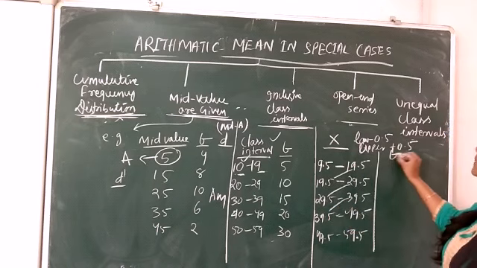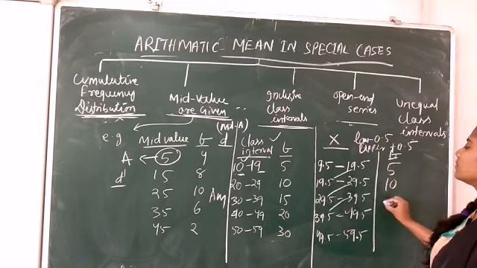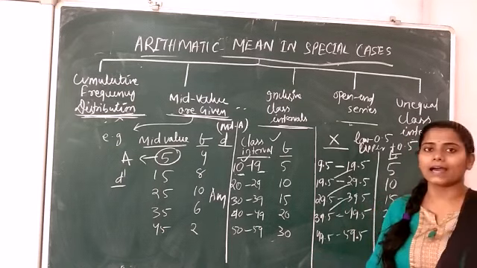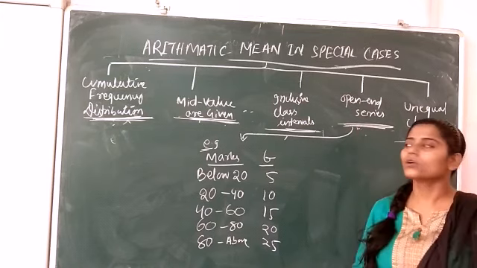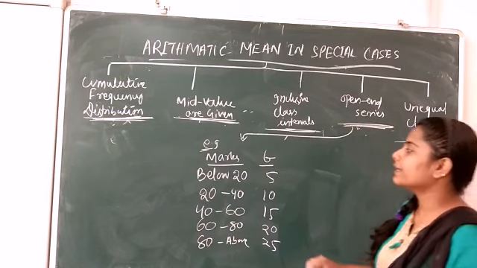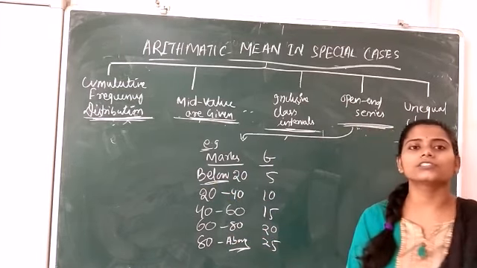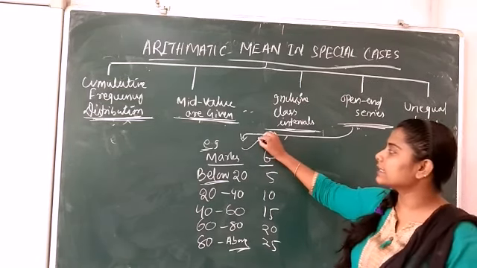Then after that frequencies as usual, which is given in the question, that will be 5, 10, 15, 20 and 30. After that you put any method of the arithmetic mean and get the answer. Next special case is open-end series. In open-end series the first class and the last class is not given. So the example of the open-end class series is like this.